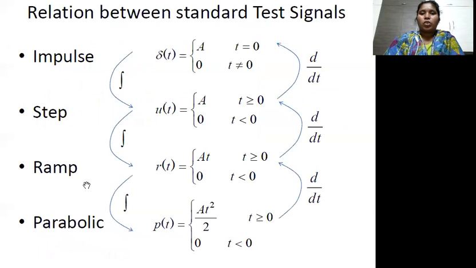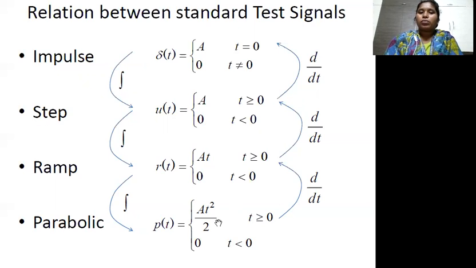Okay. And coming to the relation between these standard test signals, we can obtain the step signal by integrating the impulse signal, and we can obtain the ramp signal by integrating the step signal, and we can also obtain the parabolic signal by integrating the ramp signal. And in the opposite way, we can obtain the ramp signal by differentiating the parabolic signal, and we can obtain the step signal by differentiating the ramp signal, and also we can obtain the impulse signal by differentiating the step signal. How can we obtain it?